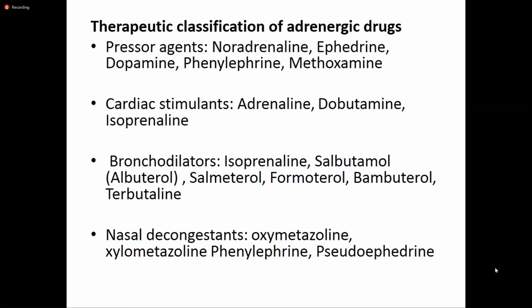And cardiac stimulants. So cardiac stimulants are the group of drugs which increase the heart rate, the cardiac output, and the contraction of the heart. So they act on the beta 1 receptors. As for example, adrenaline, dobutamine, and isoprenaline. And bronchodilator group of drugs. They are mainly responsible for stimulating the beta 2 receptors in the lungs and cause bronchodilation, and are most commonly used in the treatment of bronchial asthma and COPD. As for example, isoprenaline, salbutamol, salmeterol, formoterol, bambuterol, and terbutaline.